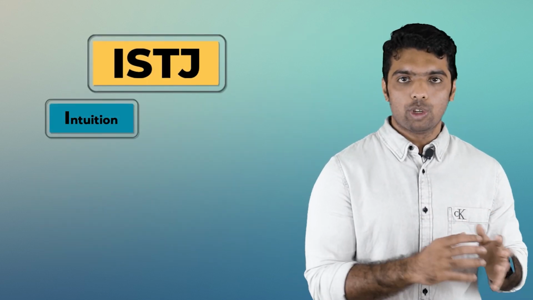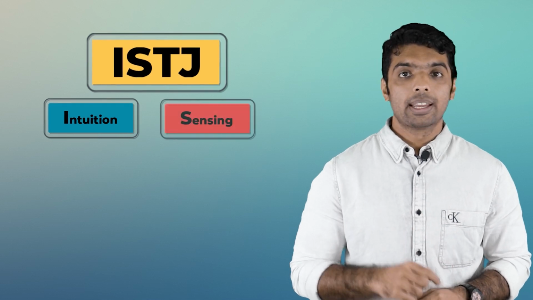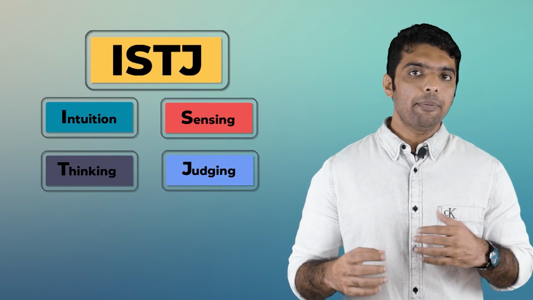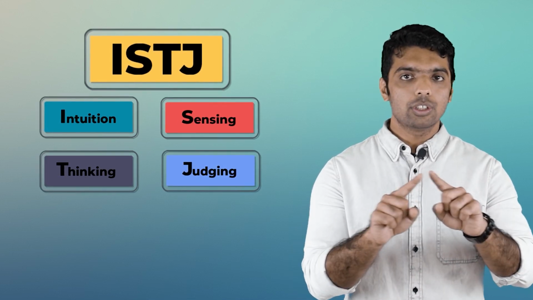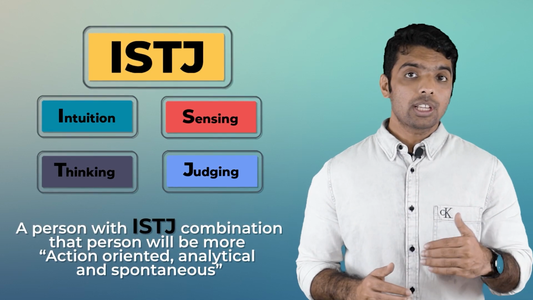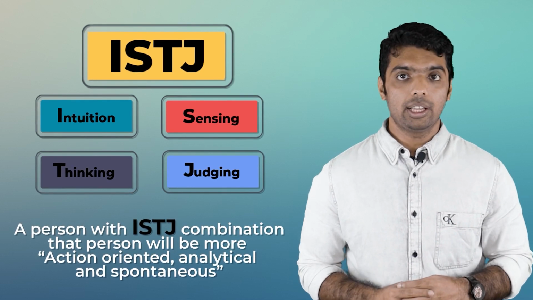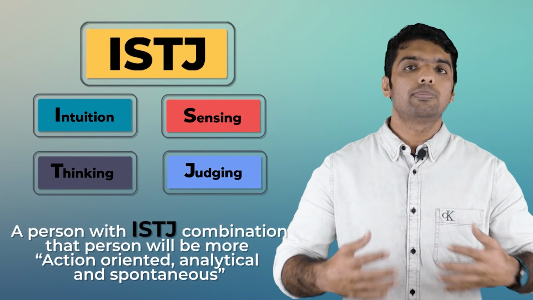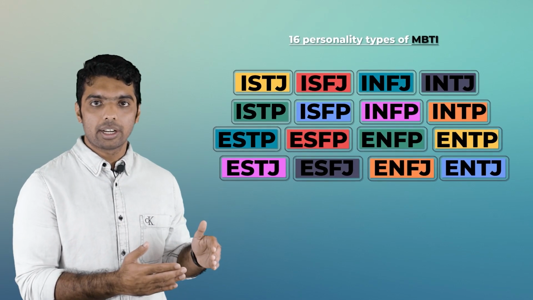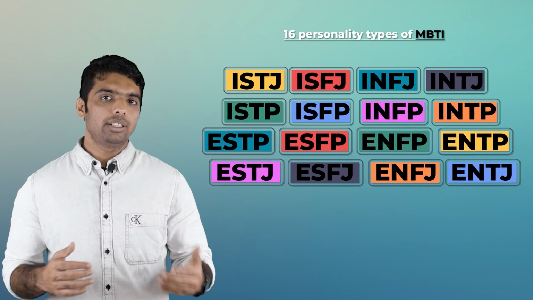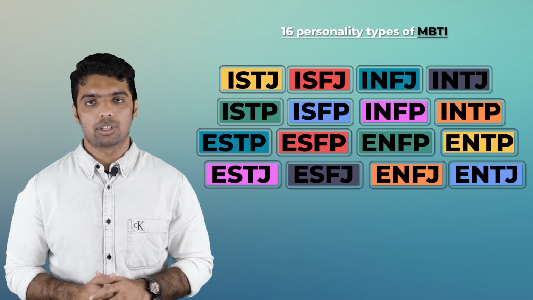I stands for introversion, S stands for sensing, T stands for thinking, J stands for judging. So what MBTI says is that a person can have this combination of personalities, which is ISTJ. When a person has this combination, that person will be more action oriented, more analytical, and more spontaneous. Similarly, any person can fit into one of the 16 personality types which you are seeing on my screen. Of course, this is not important for your PMP exam. Just understand the 8 preferences which we discussed so far.